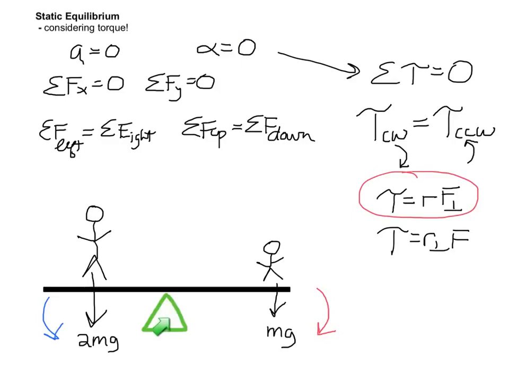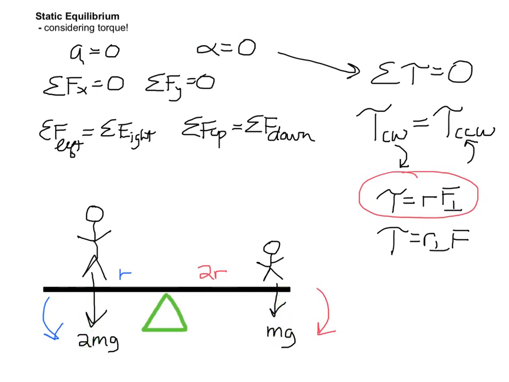Okay, if these are to balance, then it must be that the radial arm for the father compared to the radial arm for the child has to be twice. Because their product, right, the torque, which is the product of the radial arm length times the force that's directed perpendicular, and our forces are perpendicular.